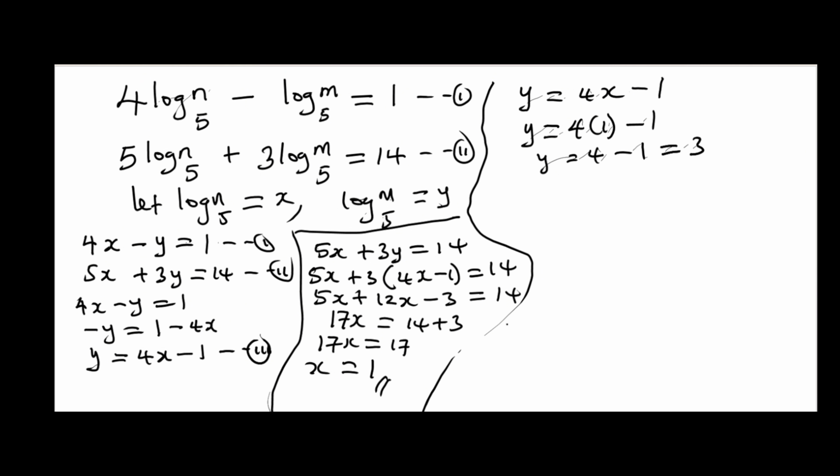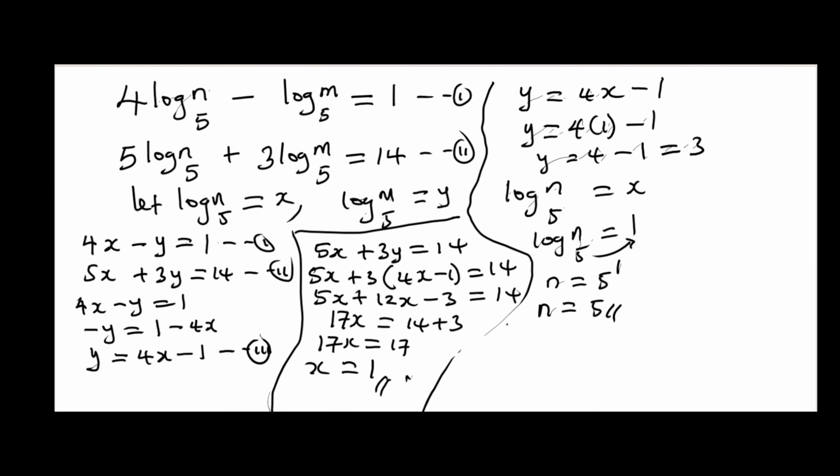But let's go back to our initial values. We stated that log n base 5 equal to x. What's the value of x? It is 1. Therefore, log n base 5 is equal to 1. To cancel the log, let's move 5 to the other side. n now is equal to 5 raised to power 1. n now is equal to what? 5. That's the value of n.